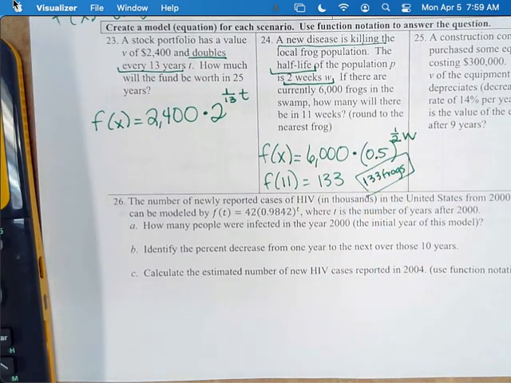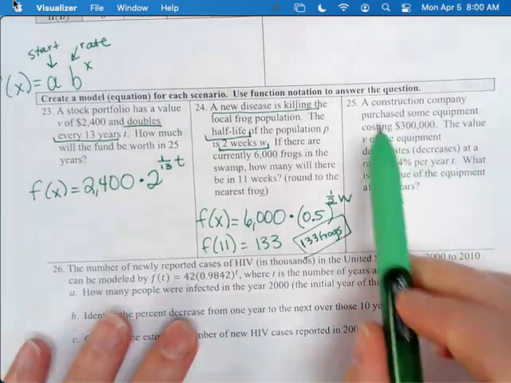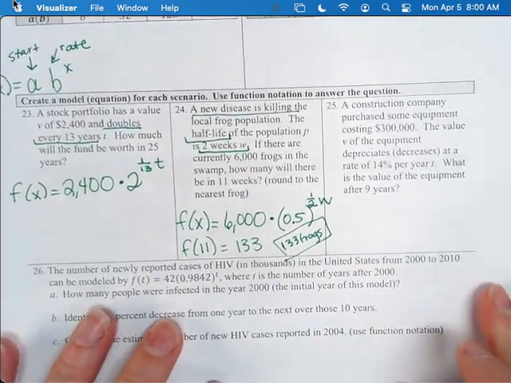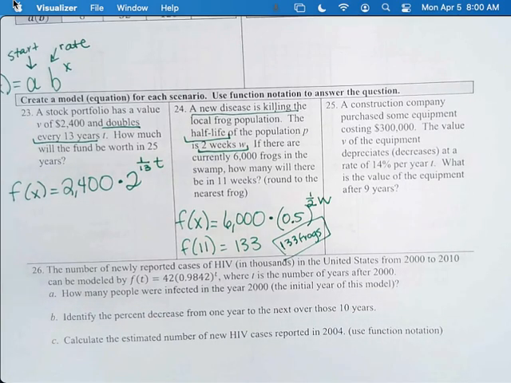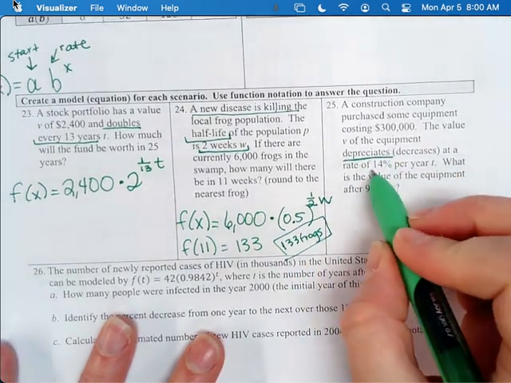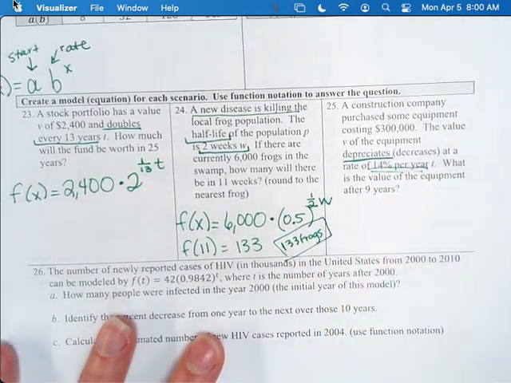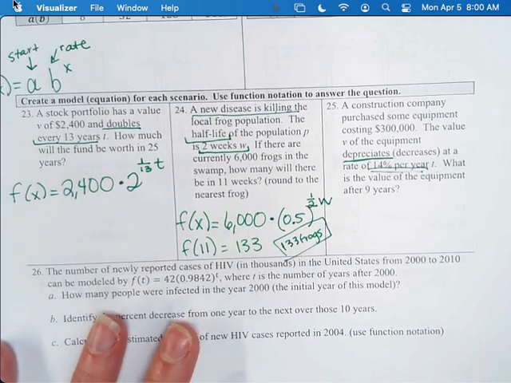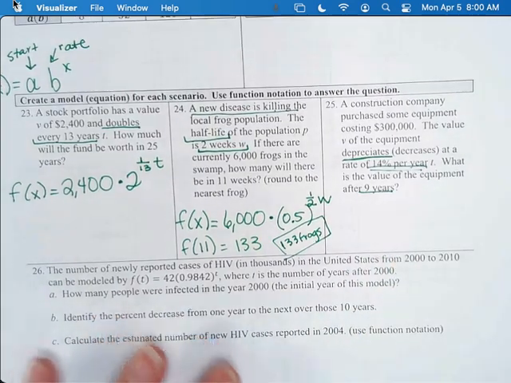Okay, raise your hand if you have another question that you would like me to go over. 25. Construction company purchased some equipment costing $300,000. The value of the equipment depreciates at a rate of 14% per year. What will be the value of the equipment after 9 years?